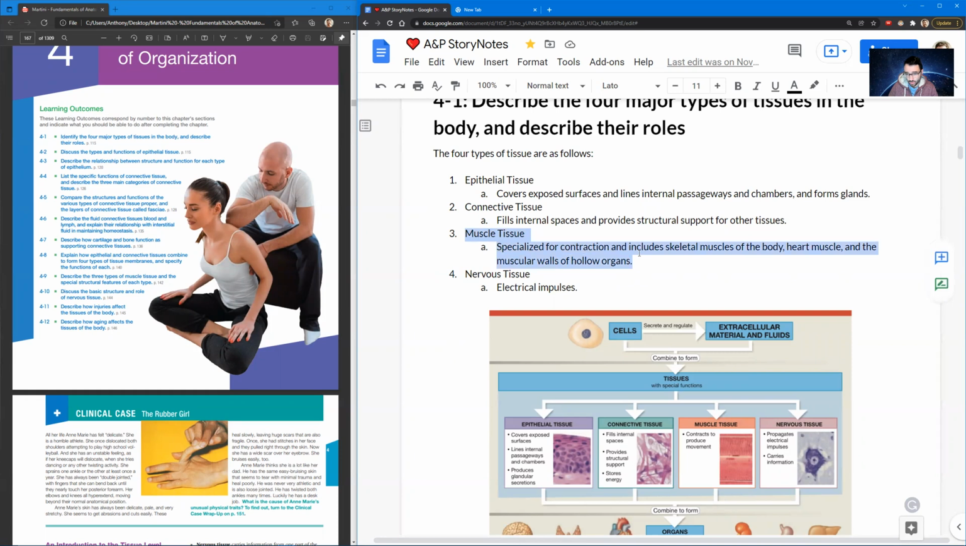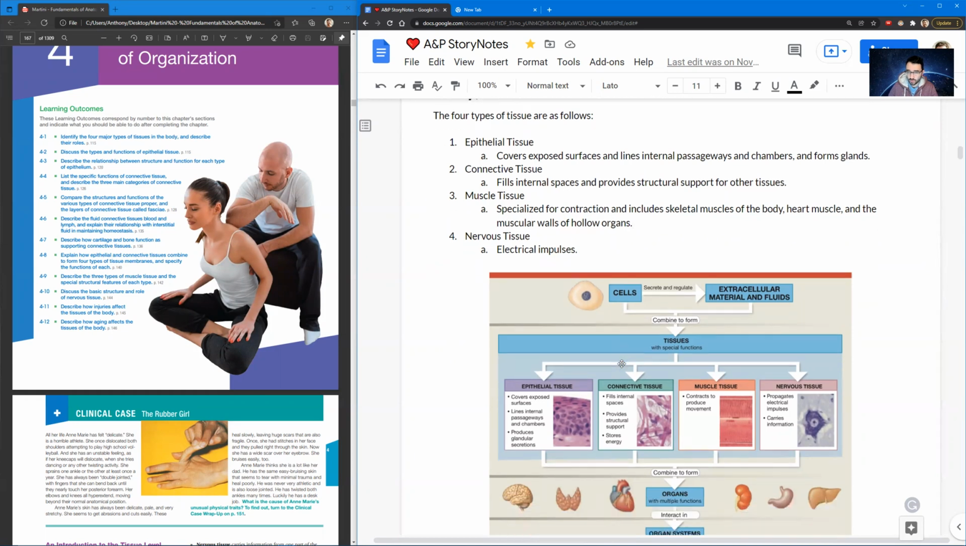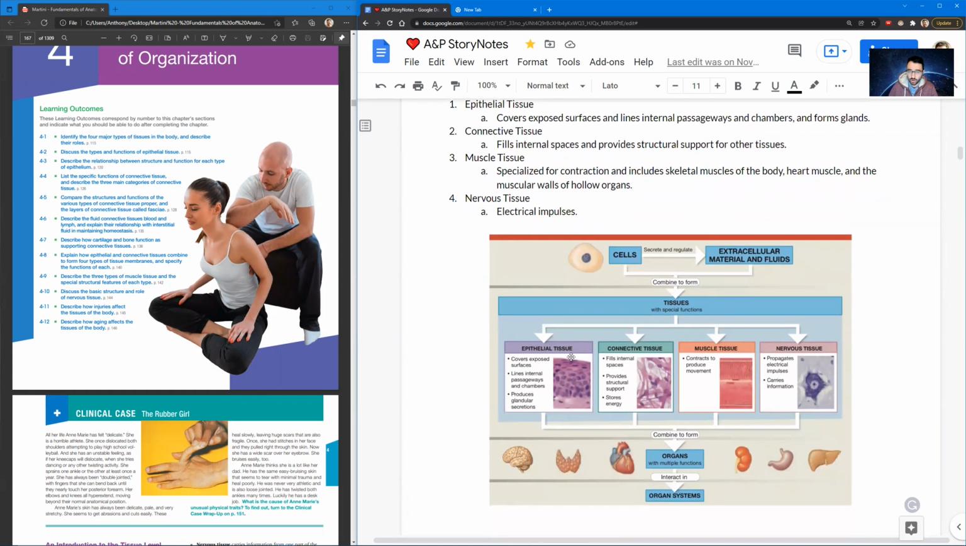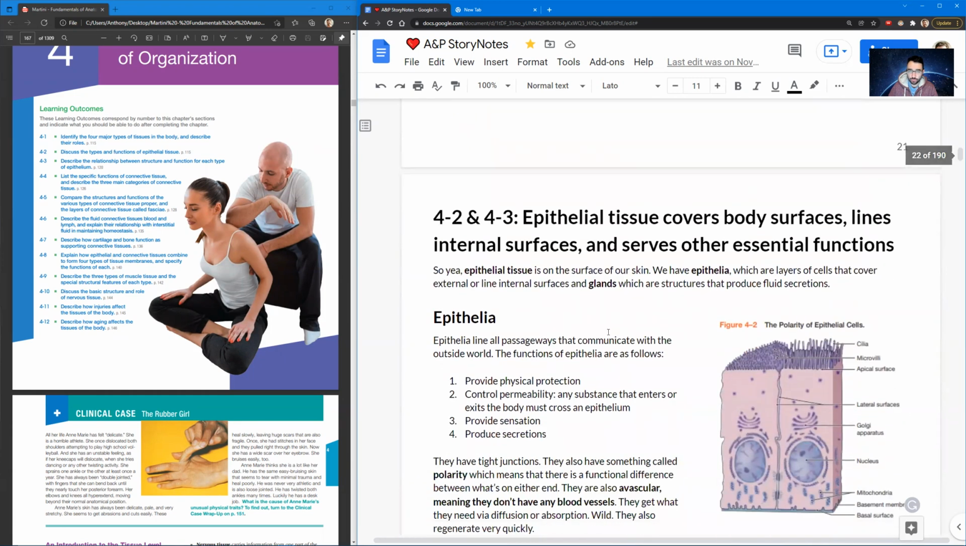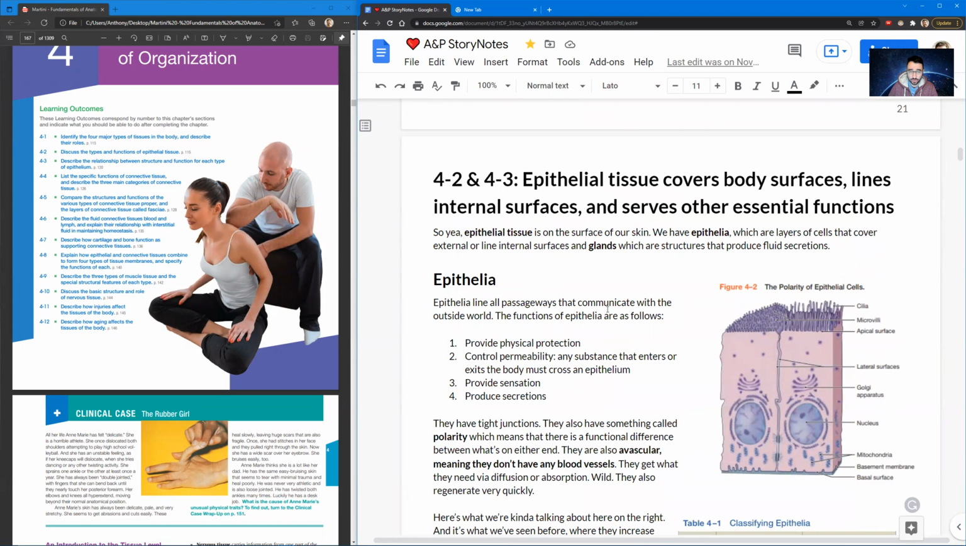Within muscle tissue is also cardiac tissue. You have smooth muscle also. There's 3 types of muscle tissue: smooth, skeletal, and cardiac. And then we have nervous tissue. All right. So these are 4 broad categories, which you can see here. And we're going to dive right into epithelial tissue.